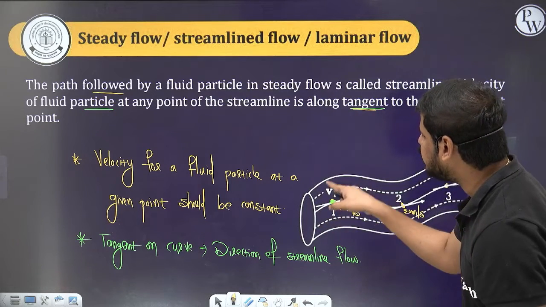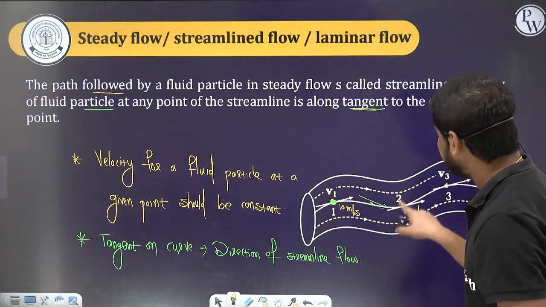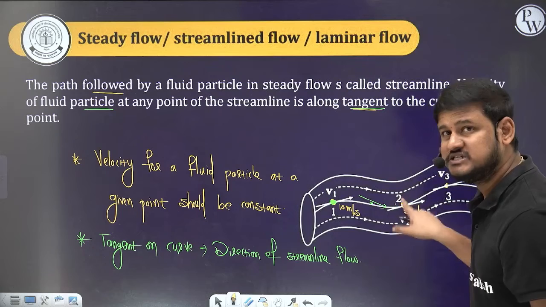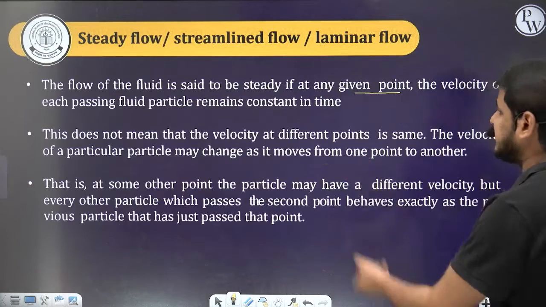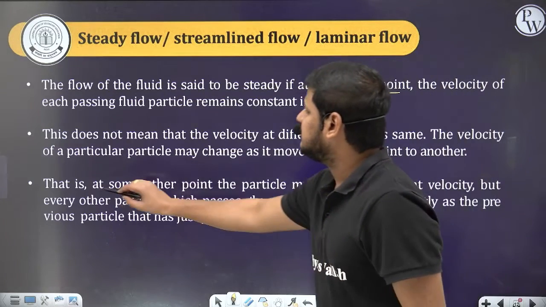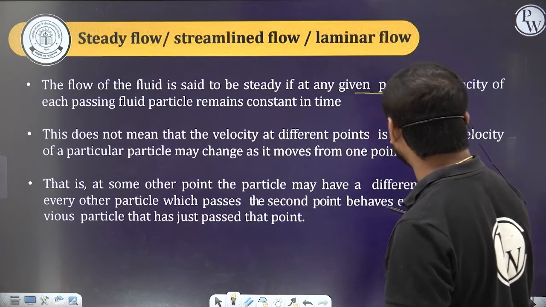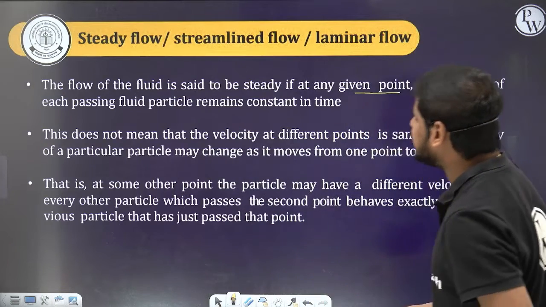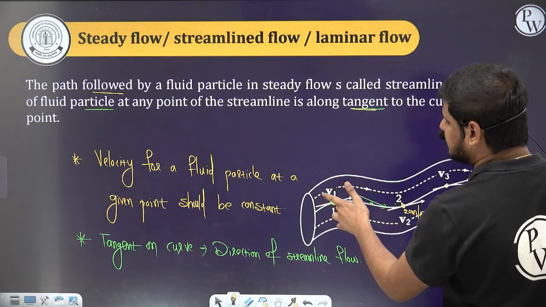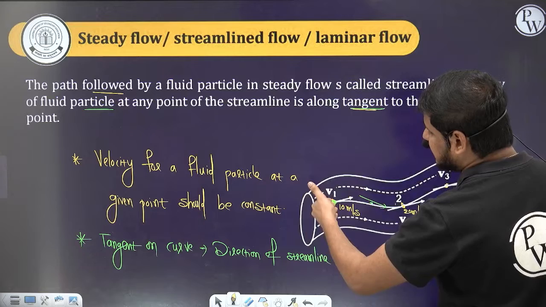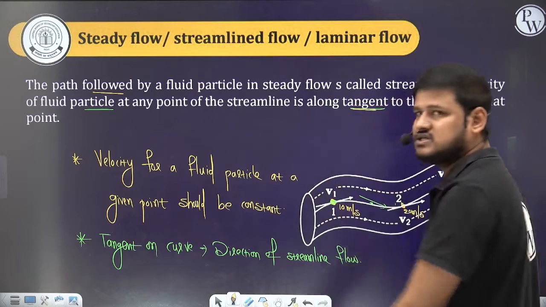But the velocity of each particle which is passing through this point should be the same, and the velocity of each particle passing through this point should be the same. That's it. But here the velocity may or may not be equal. That's the second point I wrote. At some other point the particle may have different velocity, but every other particle which passes the second point behaves exactly as the previous particle that has just passed that point. Let's suppose one particle has passed this point with 10 meter per second, and the next particle coming to this point should have 10 meter per second. Then only it's said to be the streamline flow.